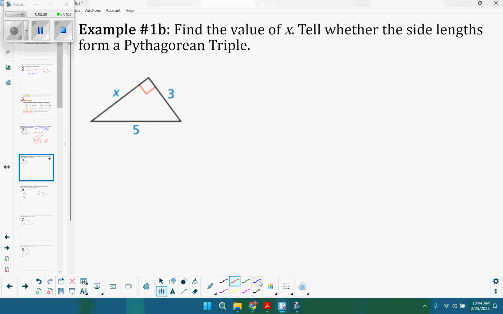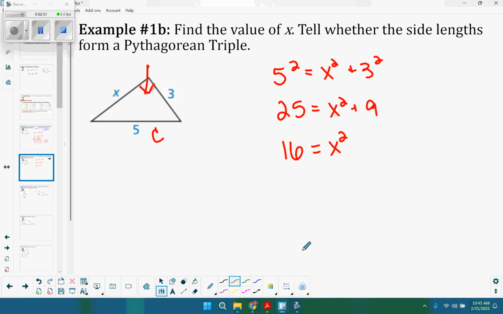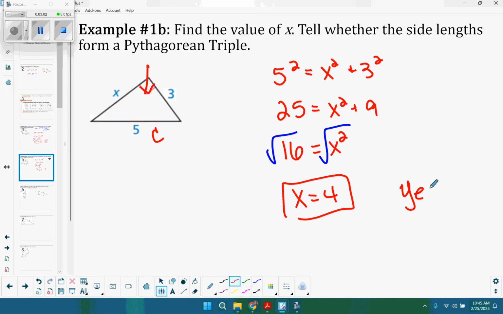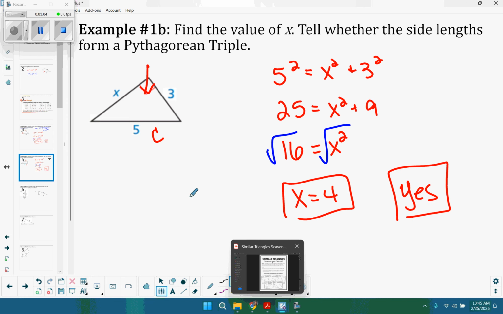All right, example 1b. I'm going to use my right angle to determine C. I got 5 as my C, so that's going to be 5 squared equals, the other two sides are x squared and 3 squared. I can't put this all in my calculator at once because we have the x and the 3 on the same side. So we'll do 5 squared is 25 equals x squared plus 3 squared is 9. We'll take away 9 from both sides. So 16 is equal to x squared. We'll take the square root of both sides, and we get x is 4. So my sides were 4, 3, and 5. Those are all whole numbers. So for the Pythagorean triple, that answer would be yes.